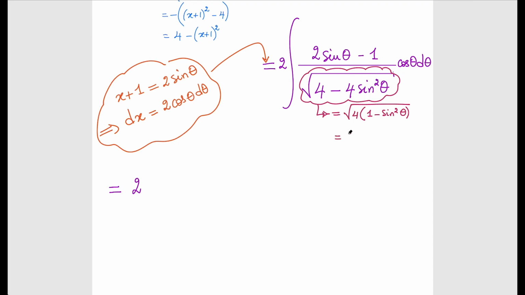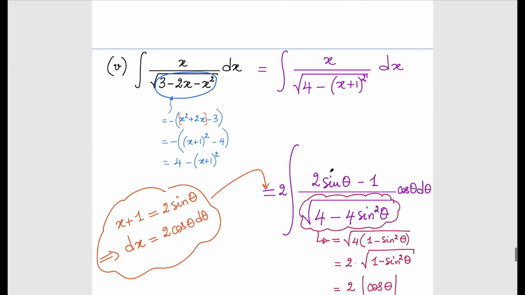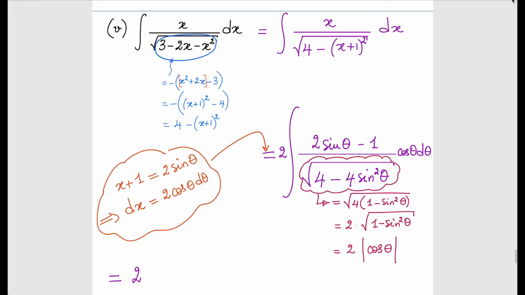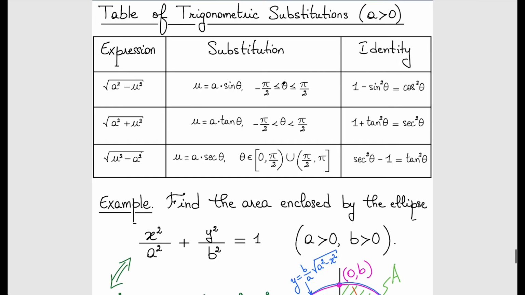And this is equal to square root of 4, which is 2, times square root of 1 minus sine squared theta. And 1 minus sine squared is, by the Pythagorean identity, cosine squared. So we get square root of cosine squared, which is the absolute value of cosine theta. But keep in mind, in the relationship between x and theta, in the table, don't forget, theta has to live between minus pi over 2 and pi over 2.